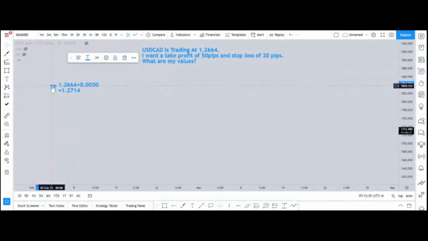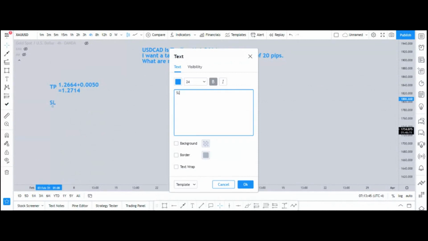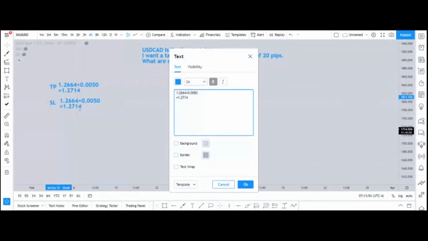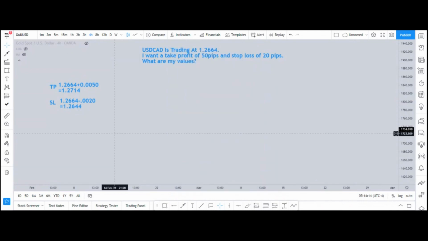Now, my stop loss value, I can shorten it to SL. My SL value will be minus 20 pips. Remember, we're dealing with 20 pips, so it's minus 20 pips. My SL value will be 1.2644. That'll be my stop loss value. You see how simple and easy it is to calculate. It has never been difficult.